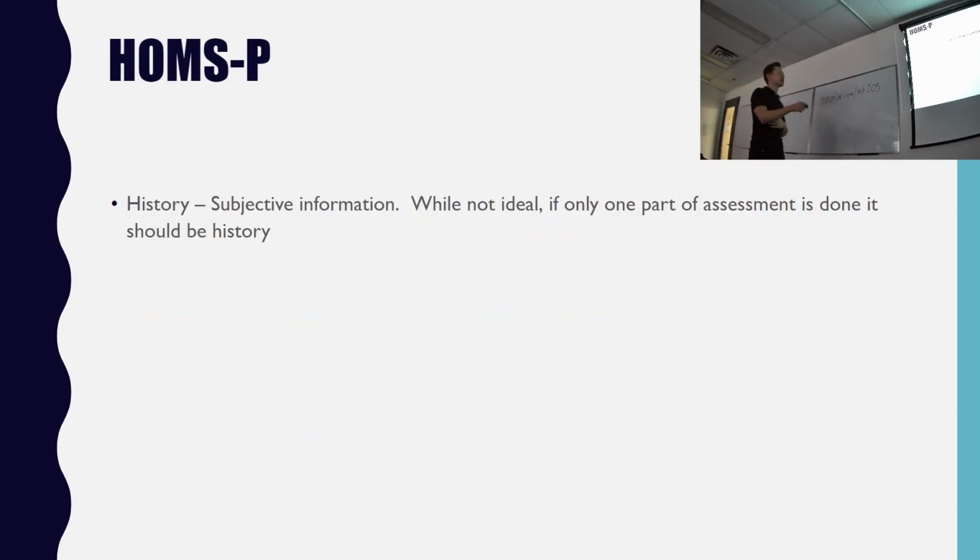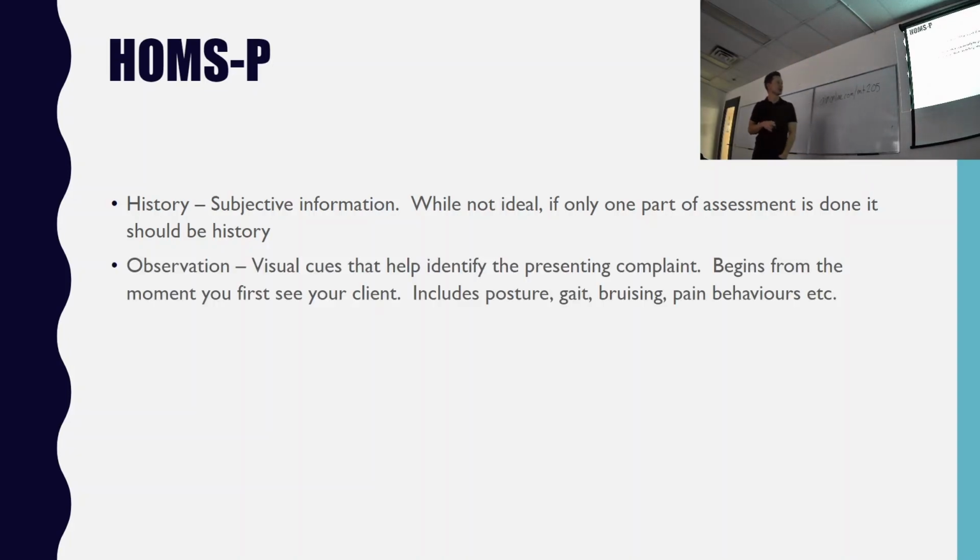History is our subjective information. Not ideal, but if you only do one part of the assessment, it should be the history. And again, it's not ideal, but keeping in mind that time is usually difficult to manage, if you only have time for one thing, it's history. After that, we get into our observation. This is visual cues that help identify presenting complaints. It begins from the moment you first see your client, and includes posture, gait, bruising, pain behaviors. It's everything you see. That's observation. Now these are objective findings, so they go in the O of your SOAP notes.